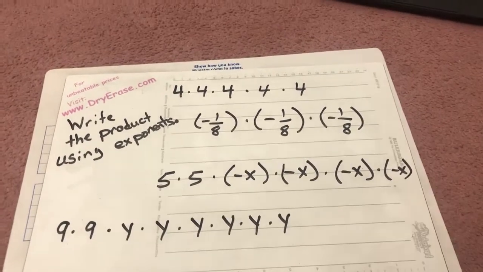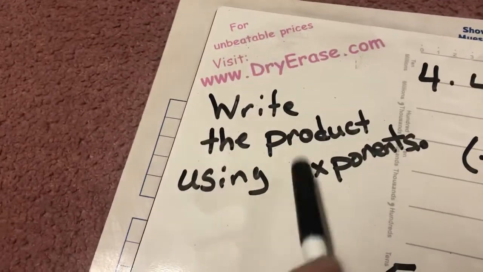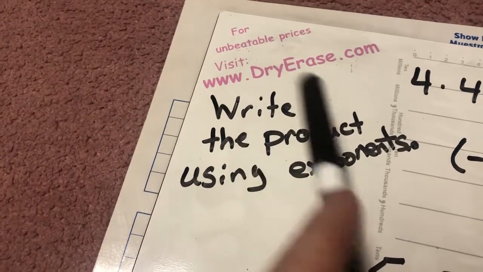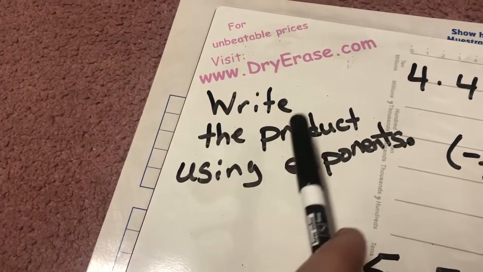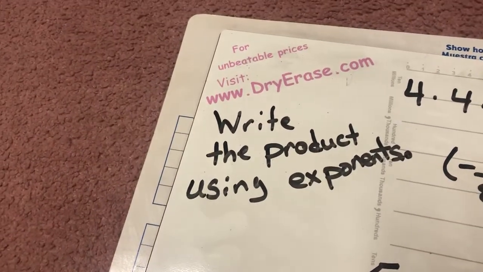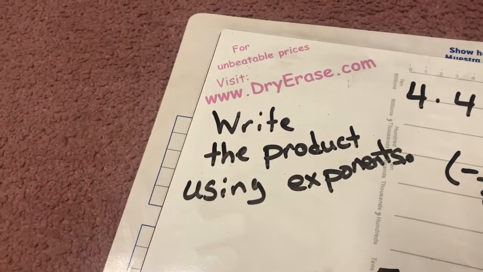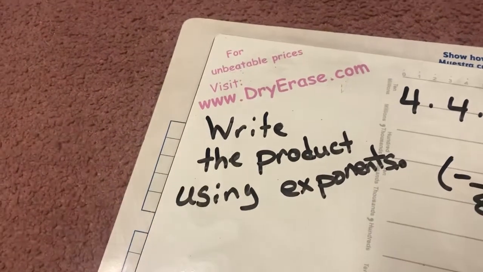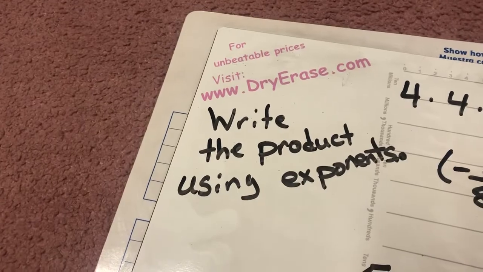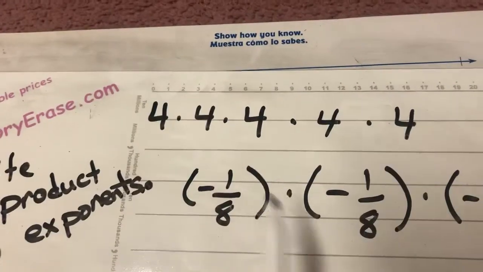So here we go. We have one set of directions that we're using, and it's written right here. Write the product using exponents. The fact that the word is product tells you that we're going to be multiplying, because as I've told you many times, the product is the answer to a multiplication problem, and it's using exponents, so obviously we're going to be using exponents. We've just got a few examples here, not a long video at all today.